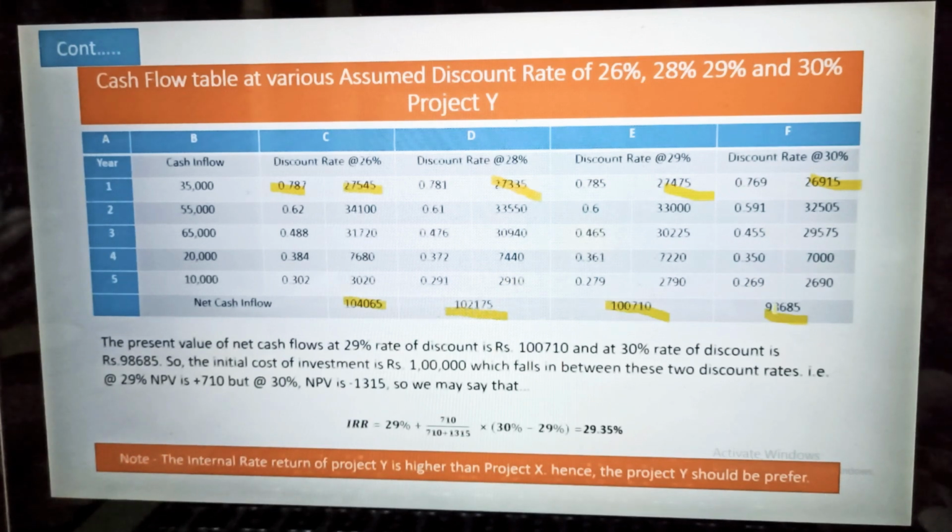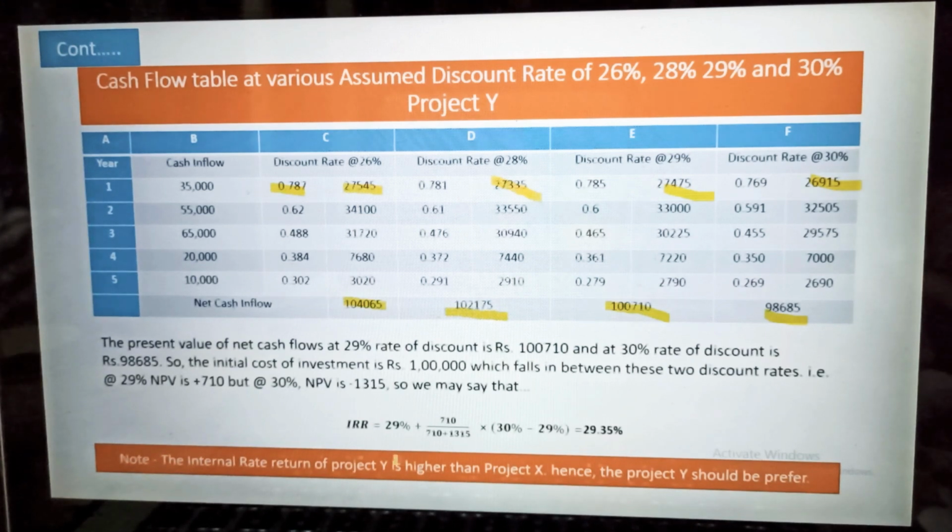Your outlay investment is exceeding here. So here you can check again the same way I applied. The present value of net cash flows at 29% rate of discount is rupees 1,00,710, and at 30% rate of discount is rupees 98,685. So the initial cost of investment is rupees 1 lakh, which falls in between these two discount rates, that is 29% NPV is 710 positive, but in 30% NPV is 1,315 negative.